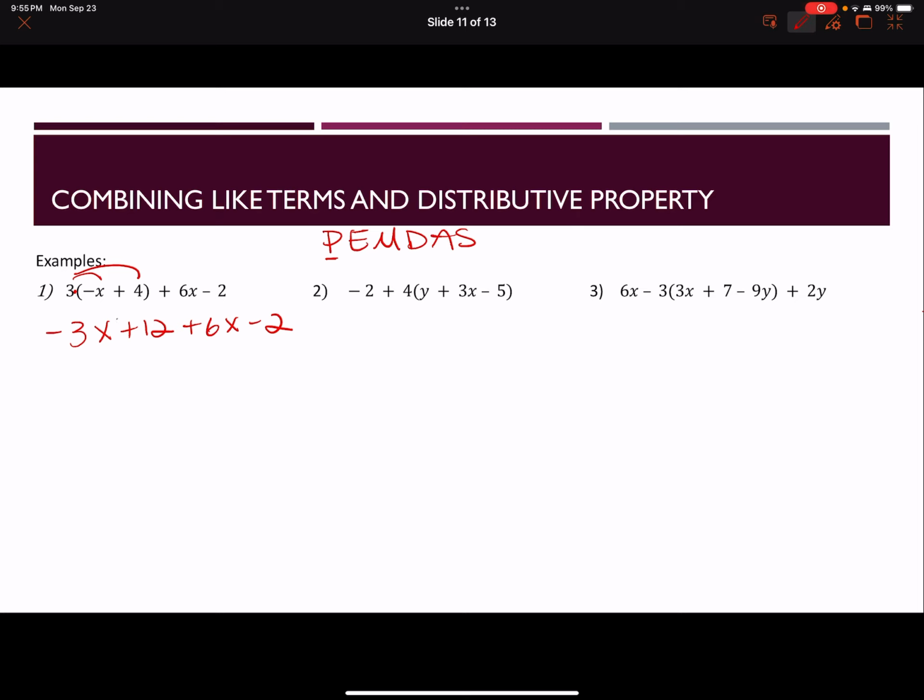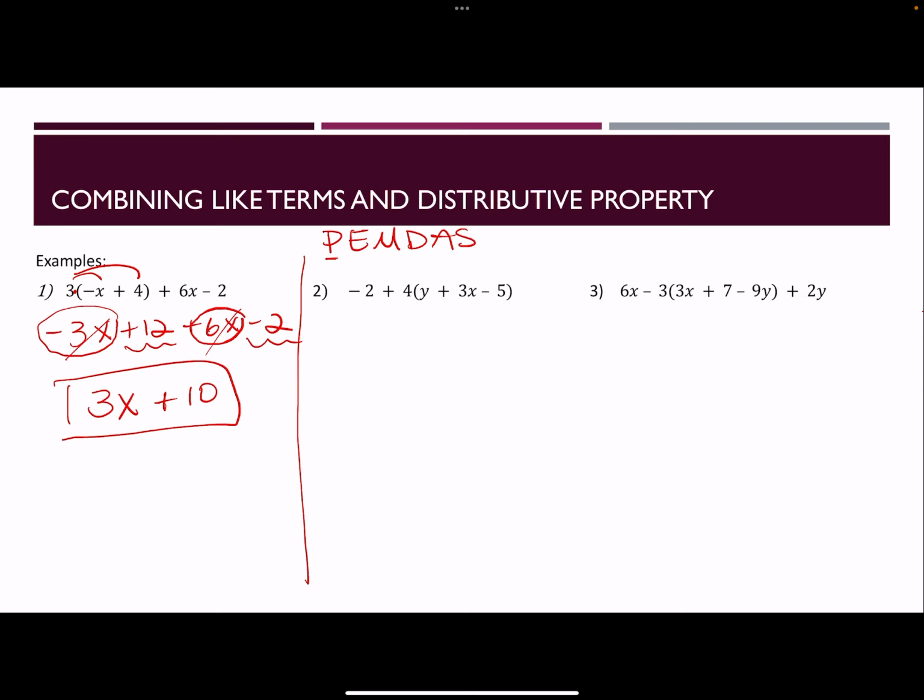So here's where my combining like terms is going to come in. I notice I have a bunch of stuff to add and subtract, but some of them are x's and some of them are constants, right? So I'm combining like terms. I'm going to add the like terms. So negative 3x plus 6x is positive 3x. And then positive 12 minus 2. So my final answer, again, is in standard form, descending order, alphabetical order. So 3x plus 10. Okay.